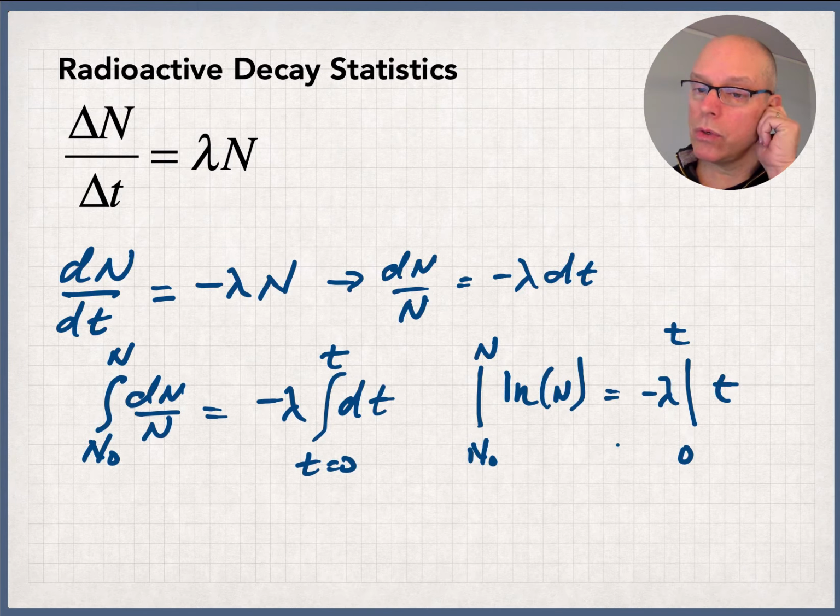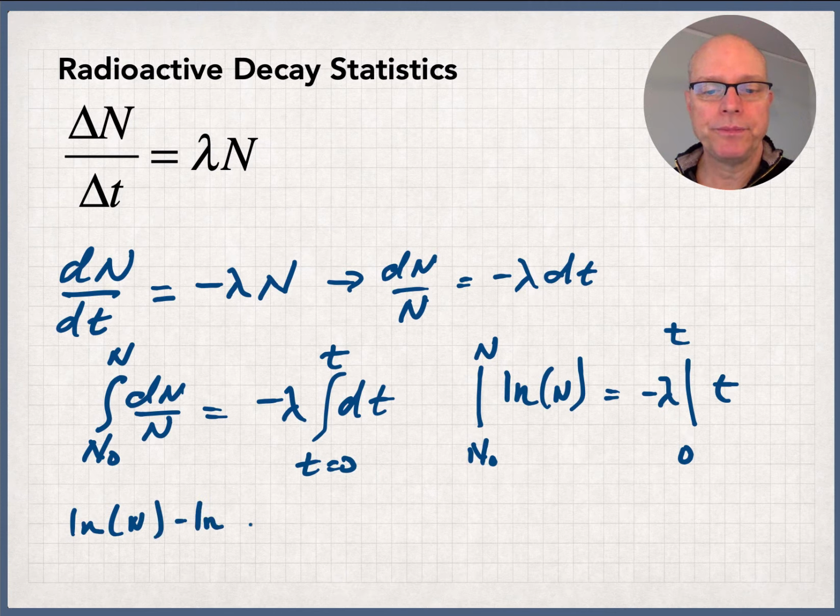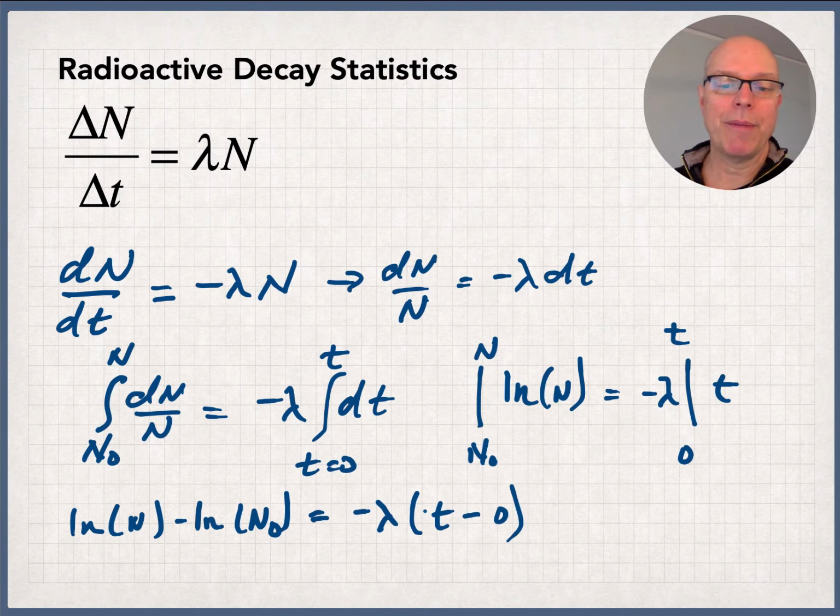And the way I evaluate definite integrals, if you haven't seen it before, is I just pop in the top limit and subtract the lower limit. So the left-hand side of this equation becomes ln of n minus ln of n0 equals, and I do the same thing over here, negative lambda times, and I pop t in for t, and that's ridiculously simple, and I'll pop 0 in for t, and you can see what happens there.